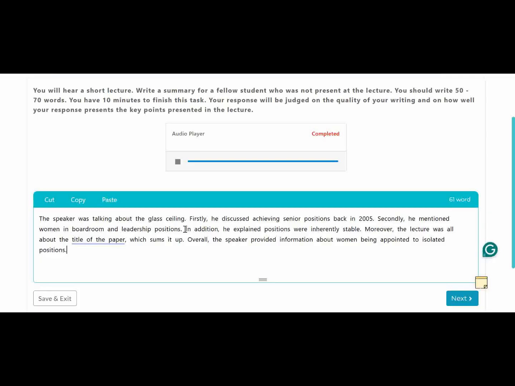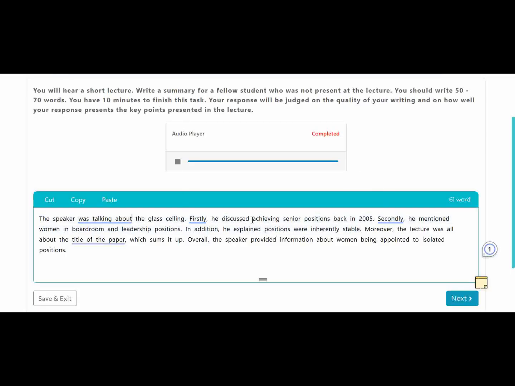So this is from my side. If you check, here it is 61 words. So this is the line from the template: the speaker was talking about the glass ceiling, according to me, this is the main topic of the lecture. So you have to always check your template should be in the past form, because you are saying you heard the lecture. So now you are concluding your lecture in your own words. So your template should be in the past. So you have to make the sentences properly.